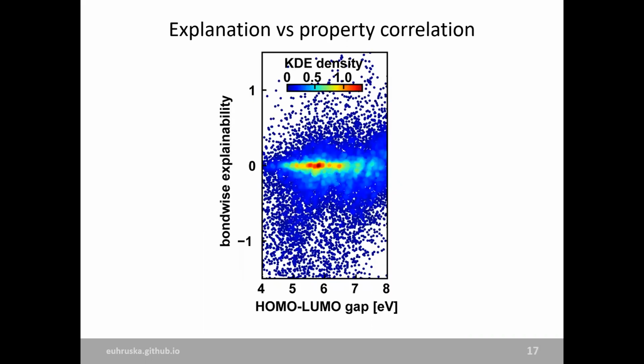I looked at the correlation, the dependency between the chemical property, the HOMO-LUMO gap, and the explanation value itself. There's a very horizontal line, which indicates that the explanation itself does not strongly depend on the chemical property, but for each chemical property value, it could be positive, negative, or just around 0.